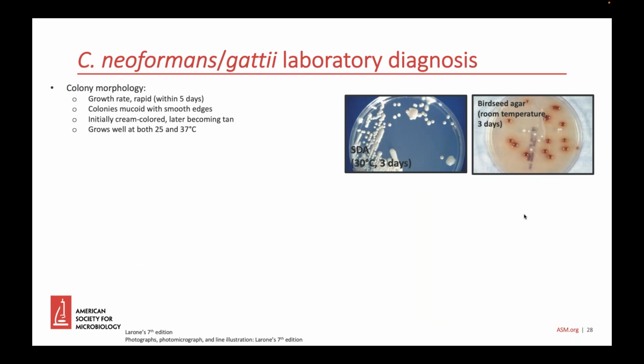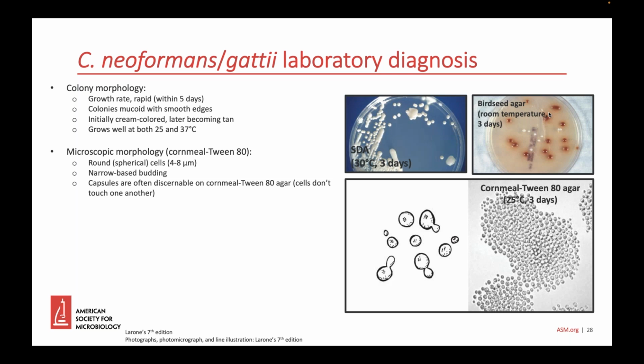But again, when we recover neoformans and gattii in culture, what does the colony look like? It's a rapid grower. It's those mucoid colonies. It's initially cream colored, later becomes tan, and it can grow at both 25 and 37 degrees Celsius. Here I'm showing you Cryptococcus neoformans/gattii growing on birdseed agar. You see these brown colonies due to the production of melanin. Microscopic morphology, using the Dalmau plate method, we're seeing round spherical cells, narrow-based budding. Again, just to reiterate, often the cells aren't touching each other because that capsule is preventing them from touching one another. So you'll see spaces between the cells.